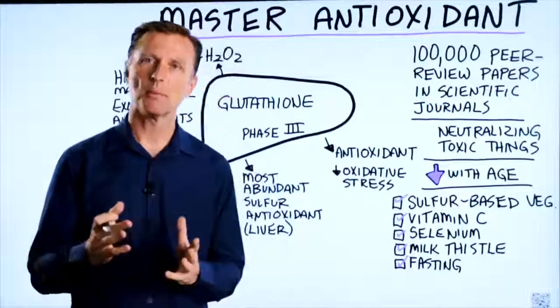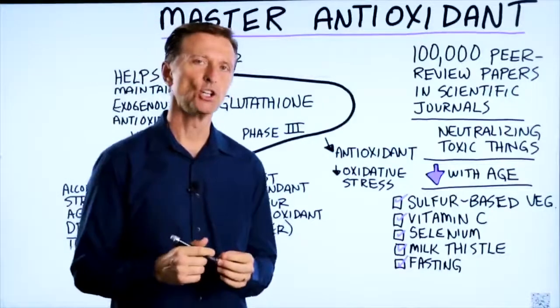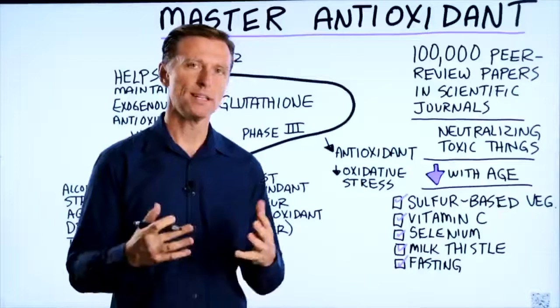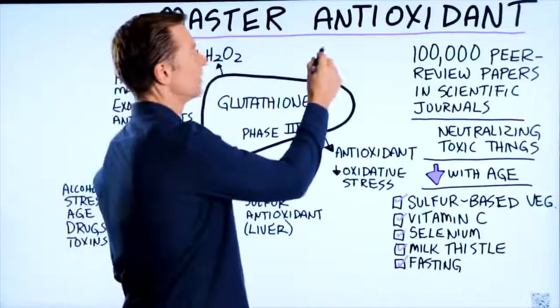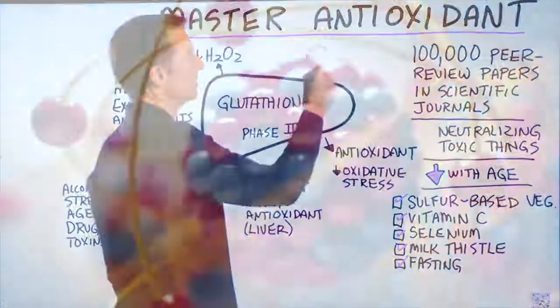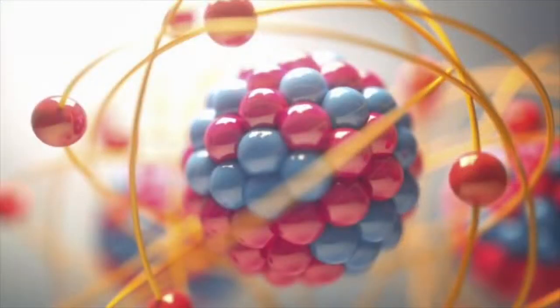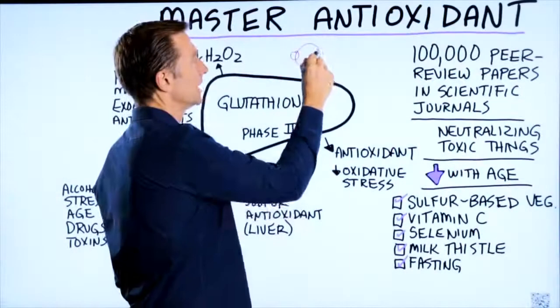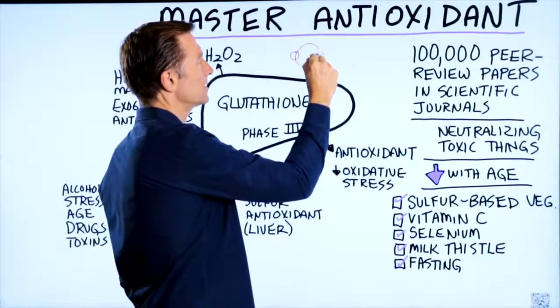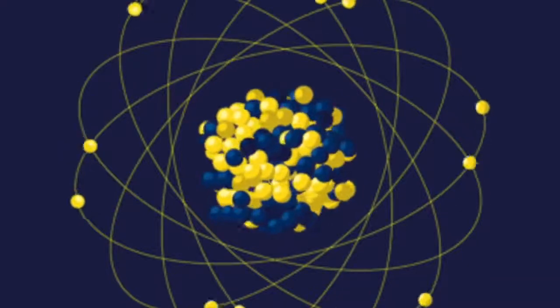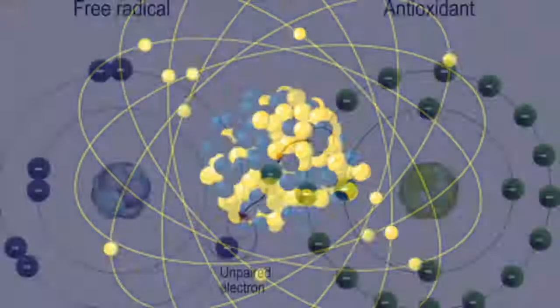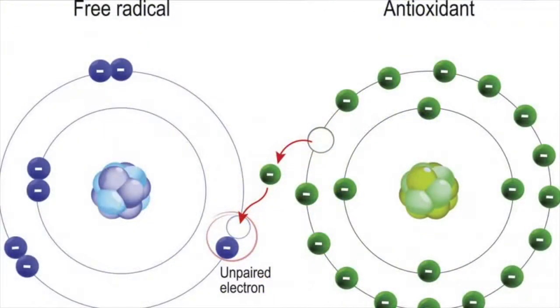So today let's talk about the master antioxidant, glutathione. Now, what is an antioxidant? Well, to understand that, you have to understand what a free radical is. If you take an atom with paired electrons, if one of those electrons is missing, we have what's called an unpaired electron, making it unstable. So that's called a free radical.